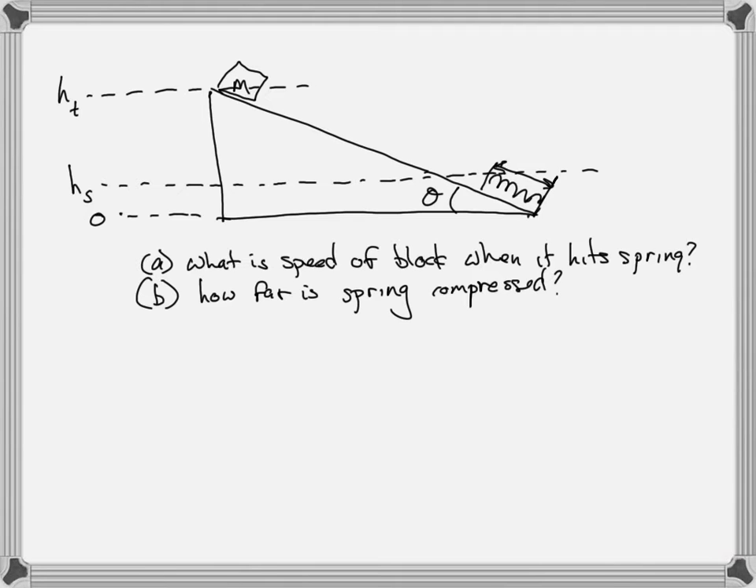Okay, so we want to give our answers to parts A and B in terms of the variables that are given. One more variable I have to give you, and that's the spring constant K of the spring. Okay, those are your given variables: ht, hs, m, k, and theta. All right, so let's go ahead and solve this. Let's first solve it using Newton's second law and kinematics. So I'm going to solve it two ways, I and II. Okay, so let's try Newton's laws and kinematics.